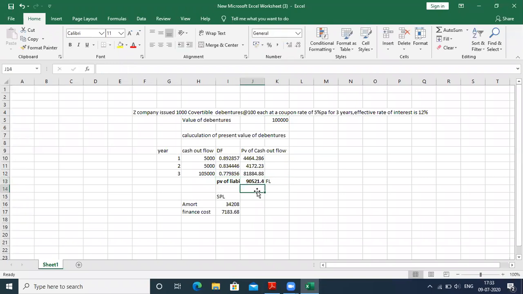And the difference amount, that is 1 lakh minus the finance liability part, that is 90,521.